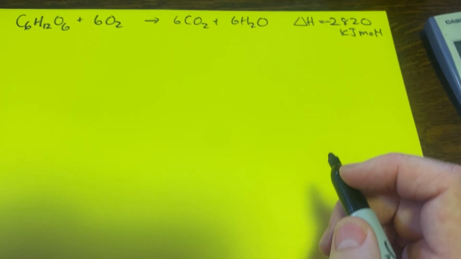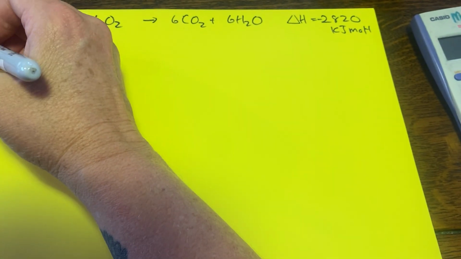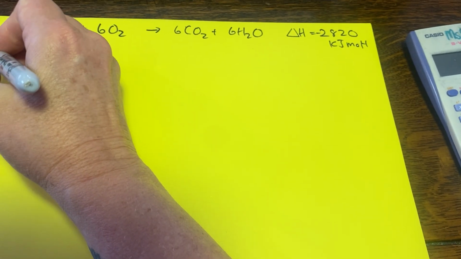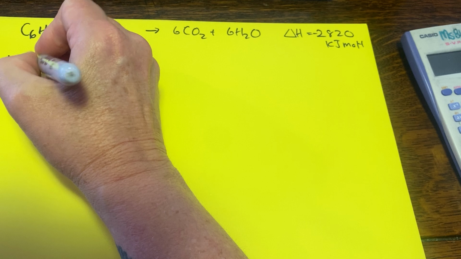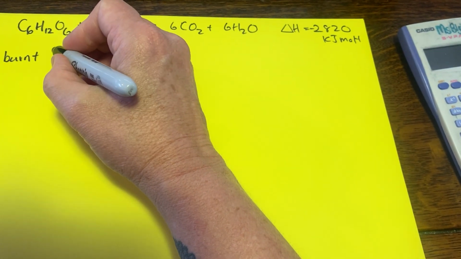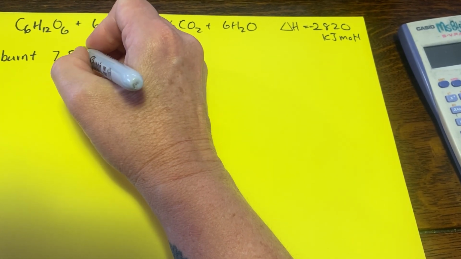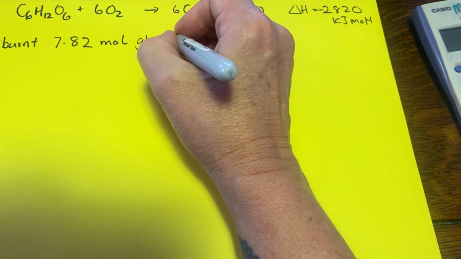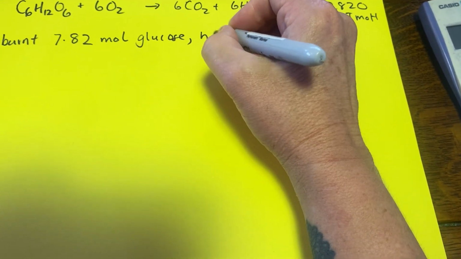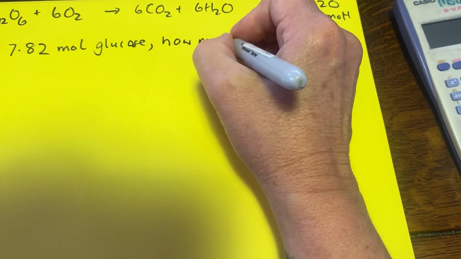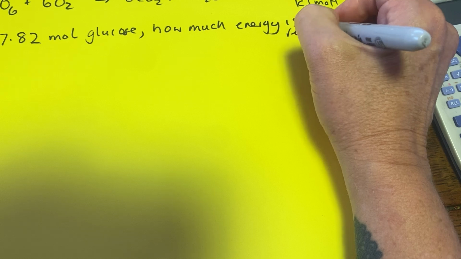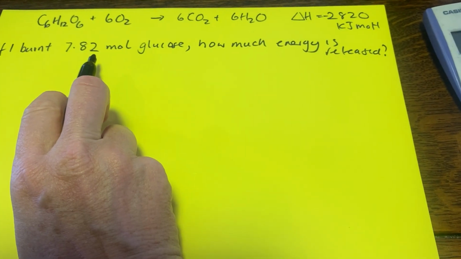So for example, if the question said, because this is a combustion reaction, if I burnt, and let's just pick out a number, 7.82 moles of glucose, how much energy would be released? Okay, so that's my first question. So it's quite simple because it's given me the question in moles.